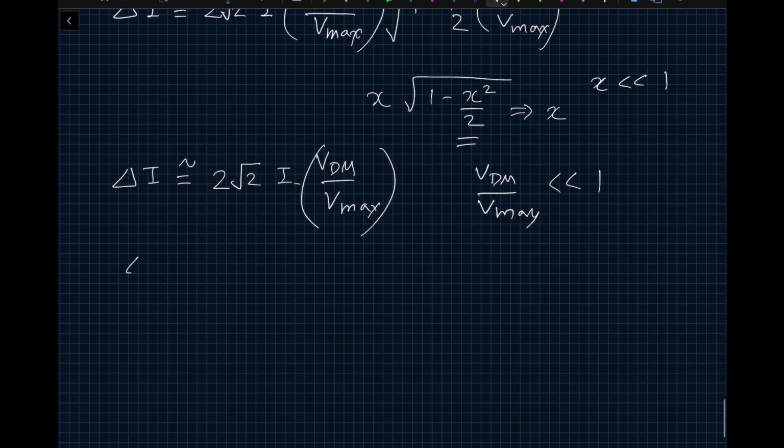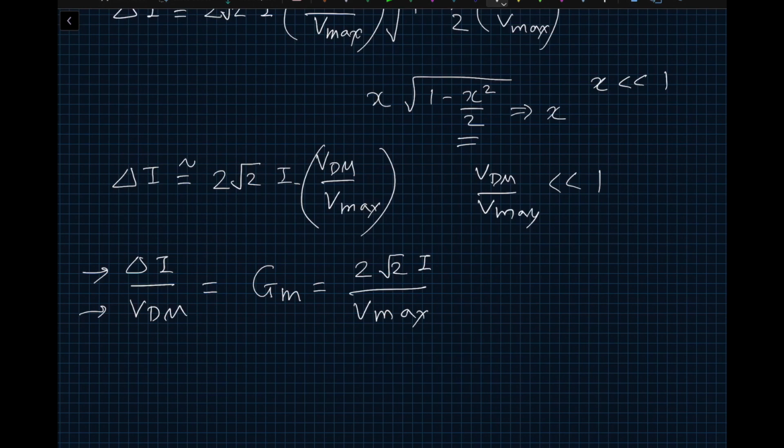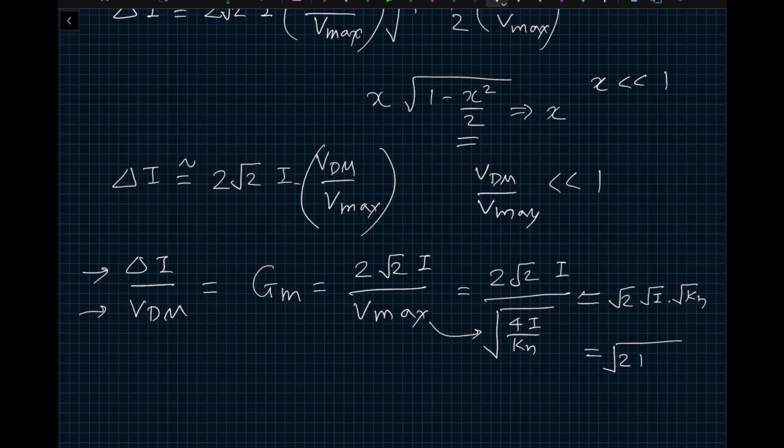Now I can say that delta I divided by VDM, that would be your big block GM, the transconductance of the big block, because you have output current and differential input voltage. What is that equal to? This will look like 2 root 2 I divided by Vmax. We already know the Vmax value: the square root of 4I divided by Kn. Let me rewrite this so that you're not confused. That's our Vmax value. So this is equal to root 2 times root I times root Kn, which is equal to the square root of 2 Kn times I.